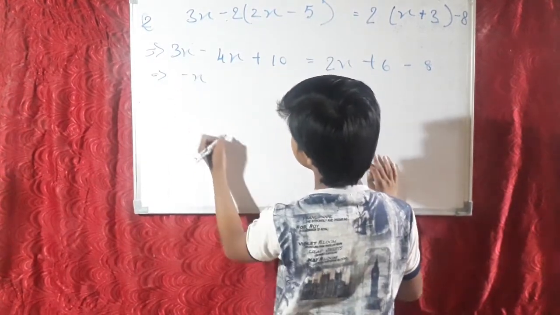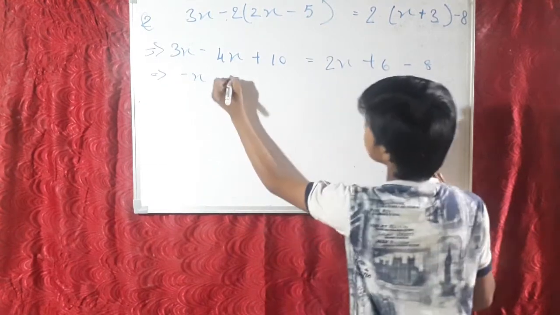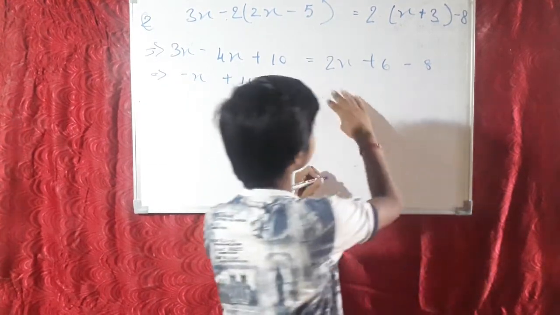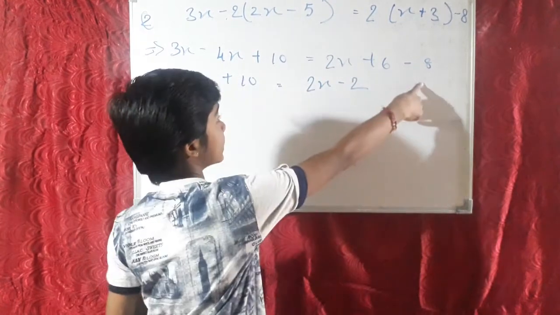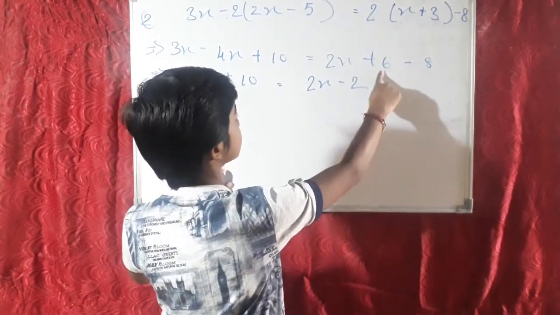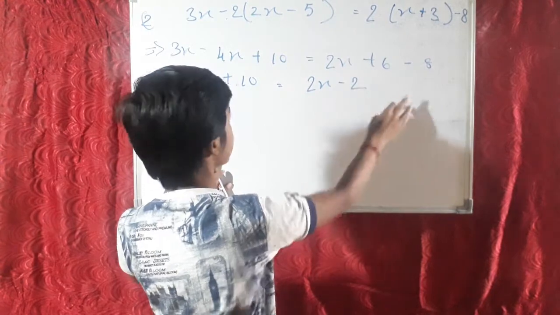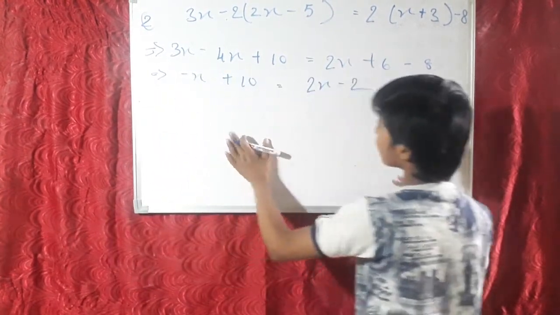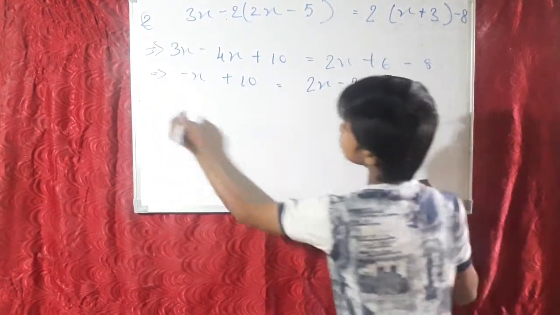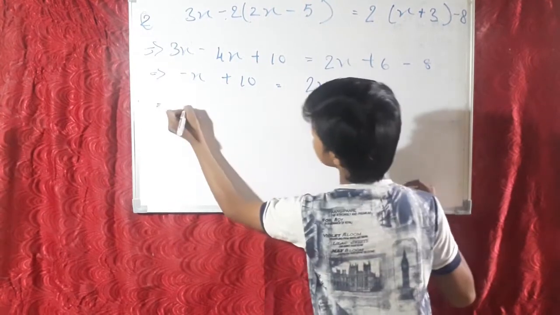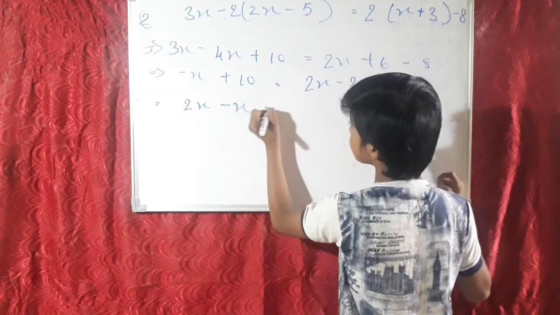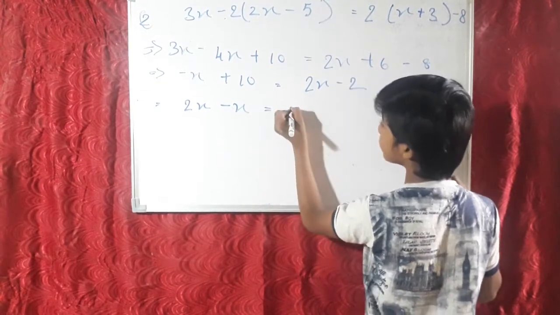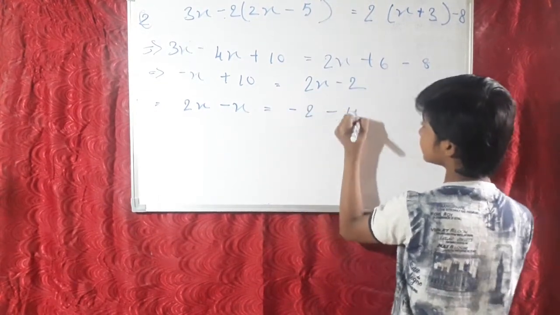Solve this equation: minus x, and plus 10 is equal to 2x minus 2. 6 minus 8 it will be minus 2. Now transpose this x to this side and this 10 to this side. So 2x minus x is equal to, when it will be transposed, minus 2 minus 10.